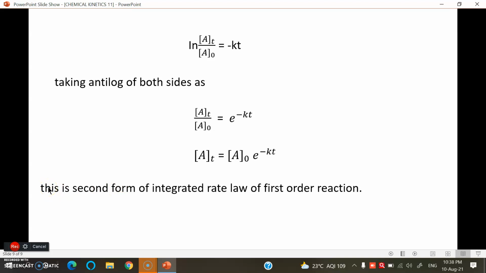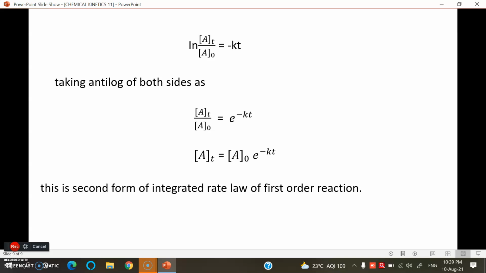K is equal to 2.303 divided by t log to the base 10 initial concentration of reactant divided by concentration at time t, that is the first form. And the second form, concentration of At is equal to initial concentration of reactant into exponential minus Kt, that is the second form of first order reaction.